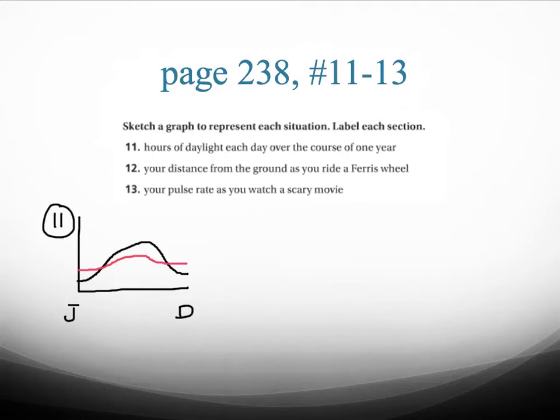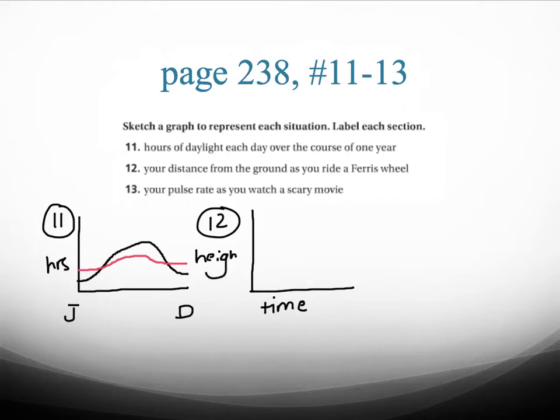Number 12. Your distance from the ground as you ride a Ferris wheel. Oh, this is similar to the one we had that was the swing in a previous video. So this is time here. Oh, and I should have labeled this over here, hours. All right, so time here and height, distance off the ground. And if you're on a Ferris wheel, your distance off the ground is going up, and then it's coming back down, and then it's going back up, and then it's coming back down. Or I guess I should probably have stopped it there, so let's hold on, let's fix that. There we go. Good.